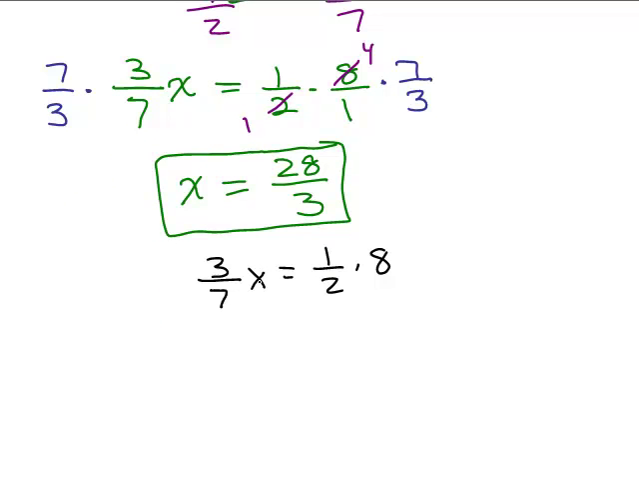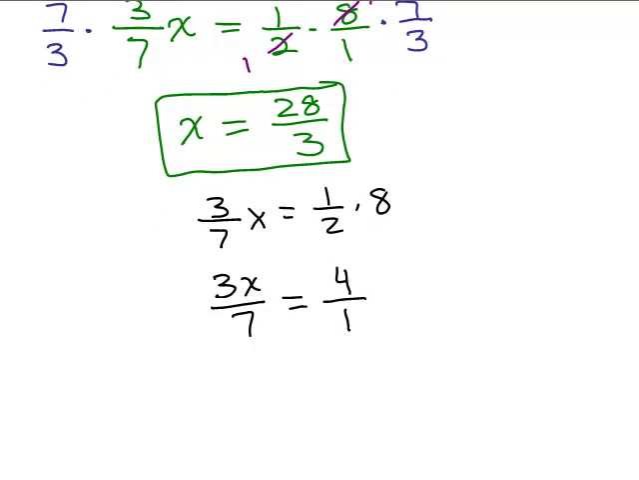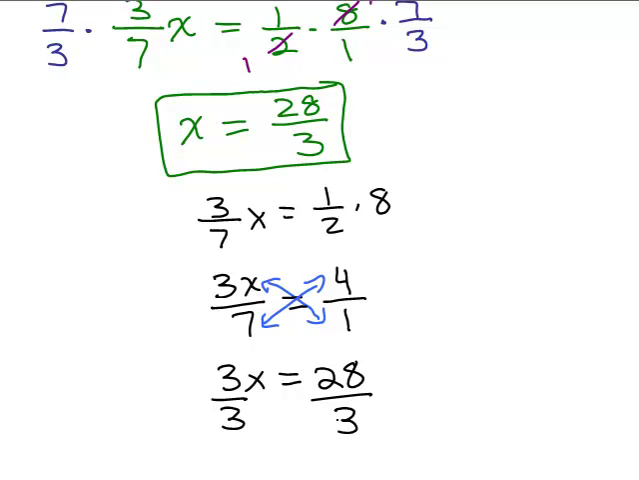I can think of this x as x over 1 and write this as 3x over 7 equals, and what's half of 8? Well, that's 4. 4 over 1. And cross multiply again. 3x times 1 equals 7 times 4, right? So I'm cross multiplying again. The 3x times the 1, the 7 times the 4 is 28. Divide both sides by 3, and notice what you get. X is going to be 28 thirds again.